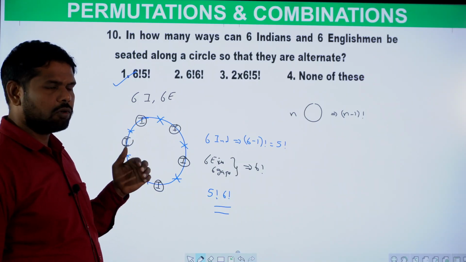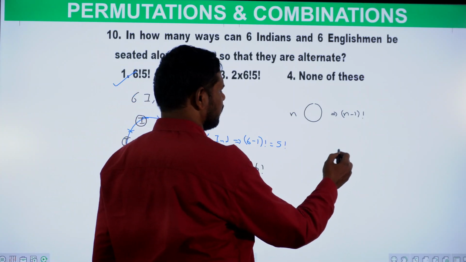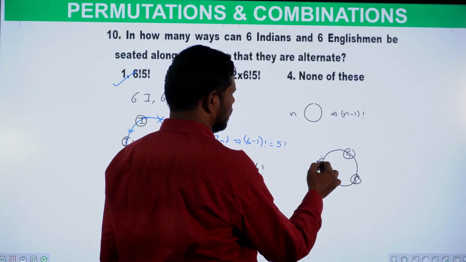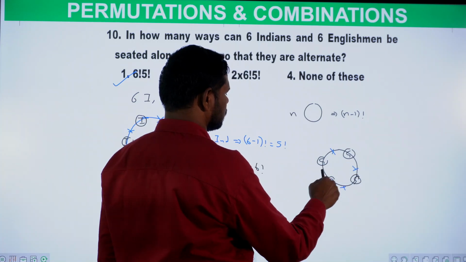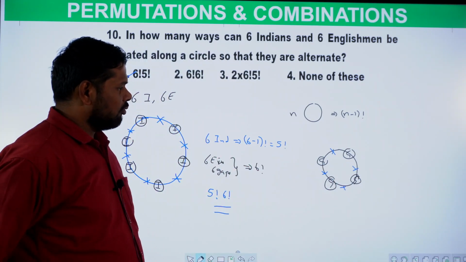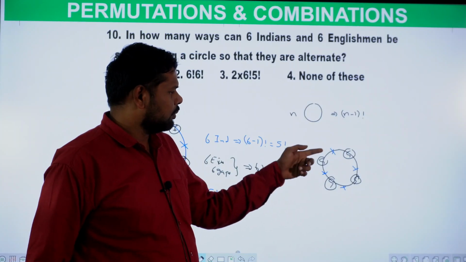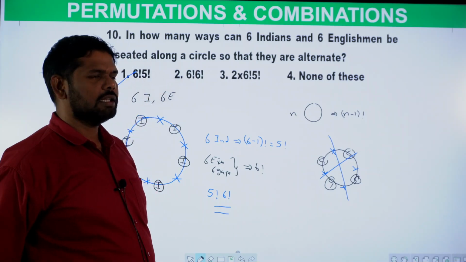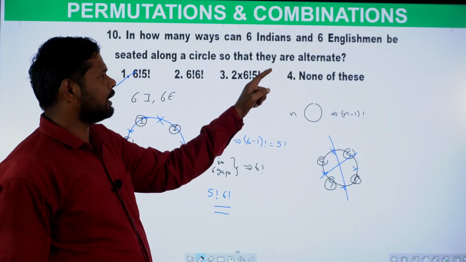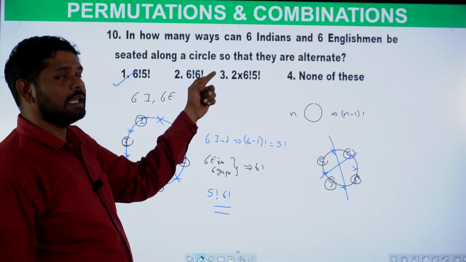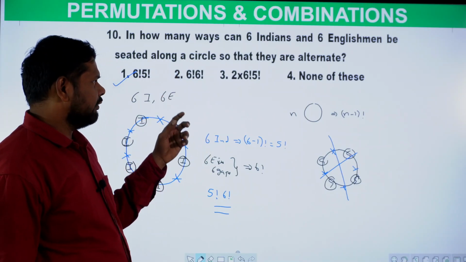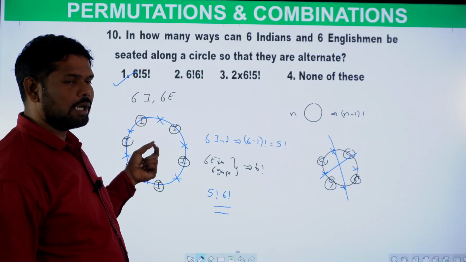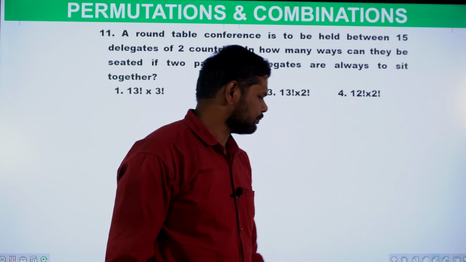Suppose 5 boys and 4 girls. Suppose I place 4 girls: girl, girl, girl and girl. How many gaps are there? 1, 2, 3, 4. So 5 boys are there, but we only have 4 gaps to place them. It is not possible. So if boys and girls are not equal, then it is not possible to arrange them alternately in circular arrangements, either circle or round table conference. Only when both subjects are in equal number is it possible to arrange them alternately in a circle. That is also very, very important.